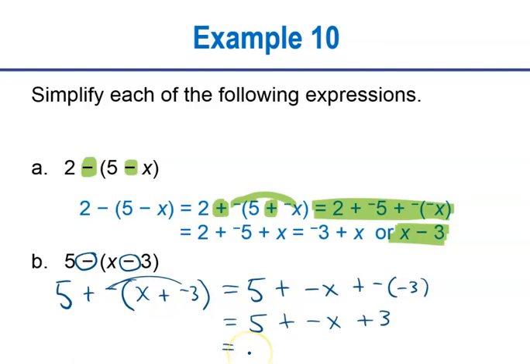Now, I could use the commutative property and switch the order of these. That would be 5 plus 3, and then minus x. And then finally, we know 5 plus 3 is 8 minus x.